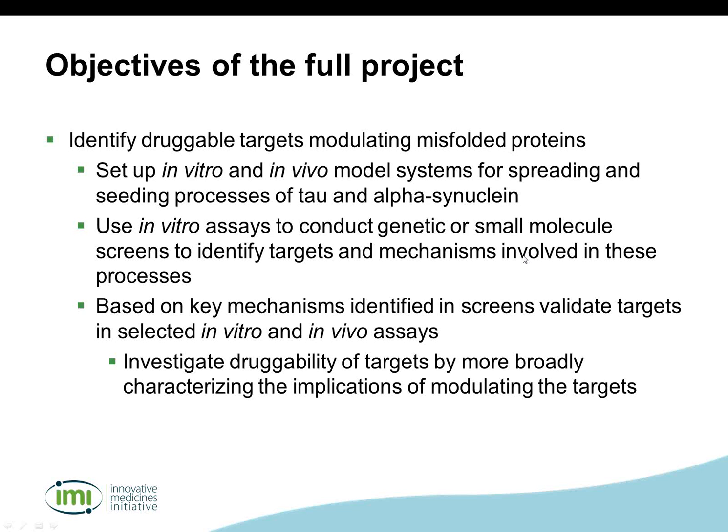So in the first part, the objective is to set up in vitro and in vivo models for spreading and seeding of tau and alpha-synuclein. This is defined relatively broadly, and the readouts for how the cell is handling these proteins can be different mechanistic or phenotypic readouts relating to, for example, exocytosis, endocytosis, and mechanisms for affecting protein turnover like autophagy or proteasomal degradation. So we're quite open in the call for which models should be included in these studies.